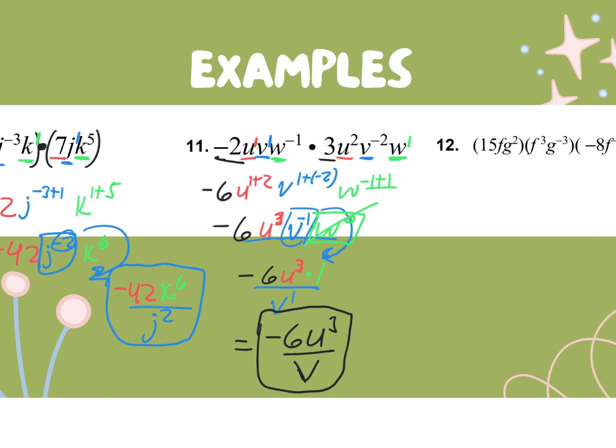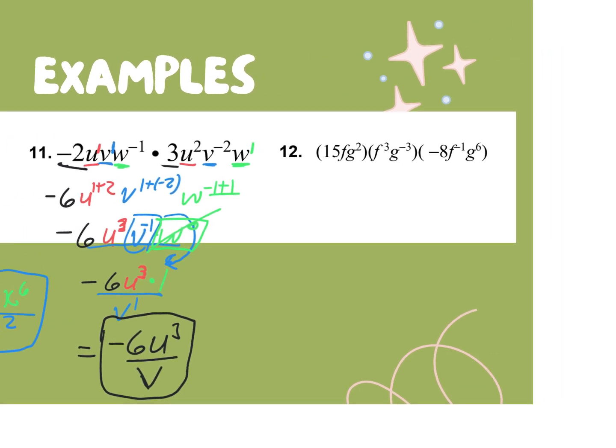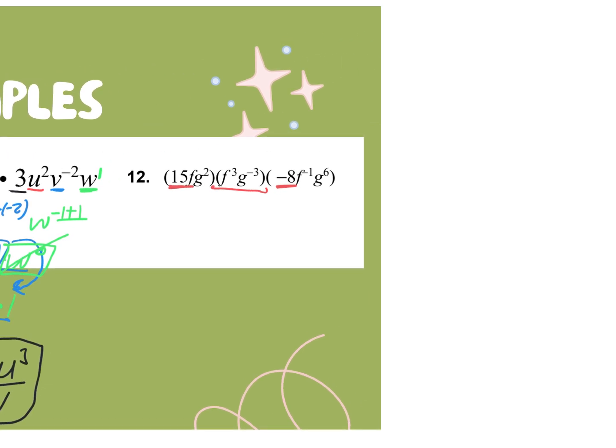And now just one more. Same idea, right? So I'm going to multiply all the numbers together, right? I have a 15 and a negative 8. I don't see a number in front of this group, so I'm just going to leave it alone. And then 15 times negative 8, you can do that off to the side if you need to. I'll do a 15 times 8. That should get you 120. And because 8 is negative, it's going to be a negative 120. And then move on to your variables.